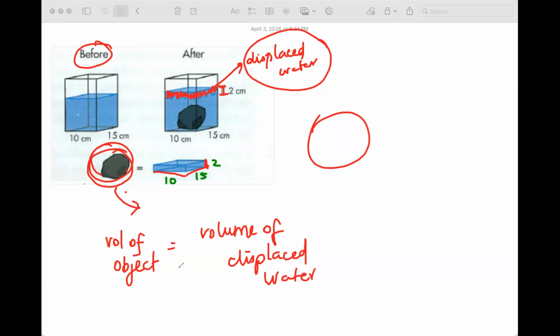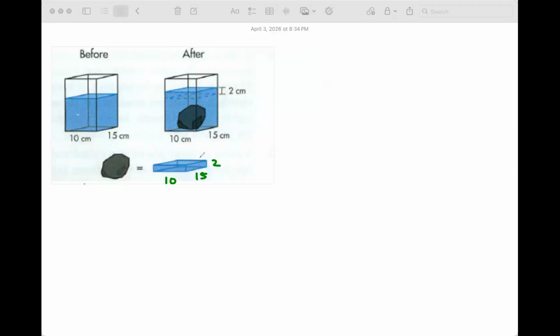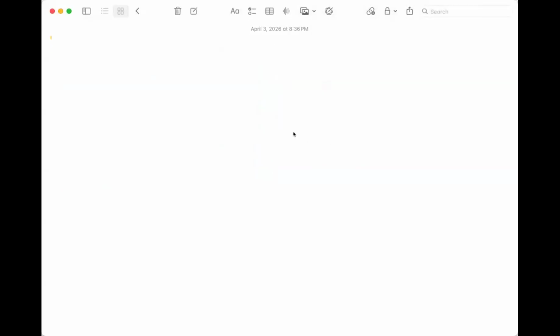Make sense? So the height is 2 centimeters, but you need to calculate the volume. Is the question just asking us to find the volume of the rock? Usually, yes, the volume of the solid, because it's very difficult to find the volume of a solid that does not have a proper shape like a prism or a pyramid, right? That is when you use this. This is a very nice concept as well.